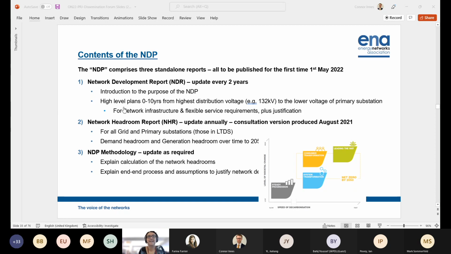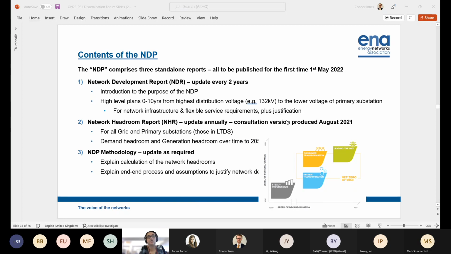The second part is the network headroom report. Those are going to be updated annually. We understood that although our license requirement only sets a minimum of updating every 2 years, all of the DNOs are updating their load scenarios, reviewing their capacity every year. So we have decided, and I think this is supported by stakeholder feedback, that this is something that we are going to update every year beyond our minimum requirement.